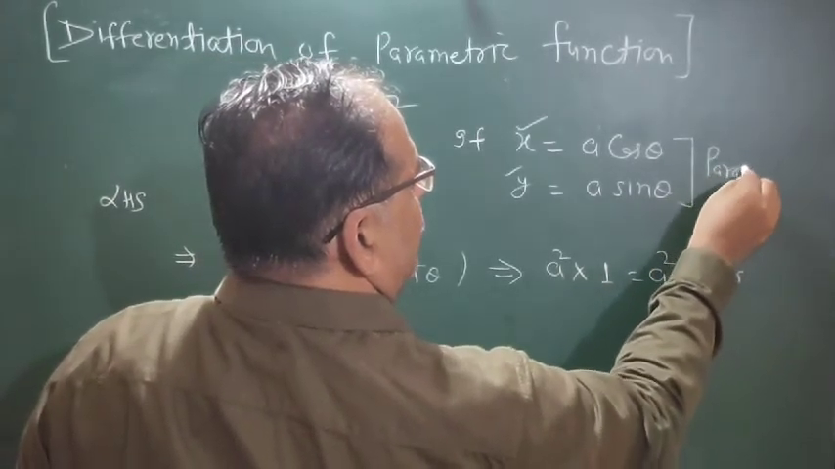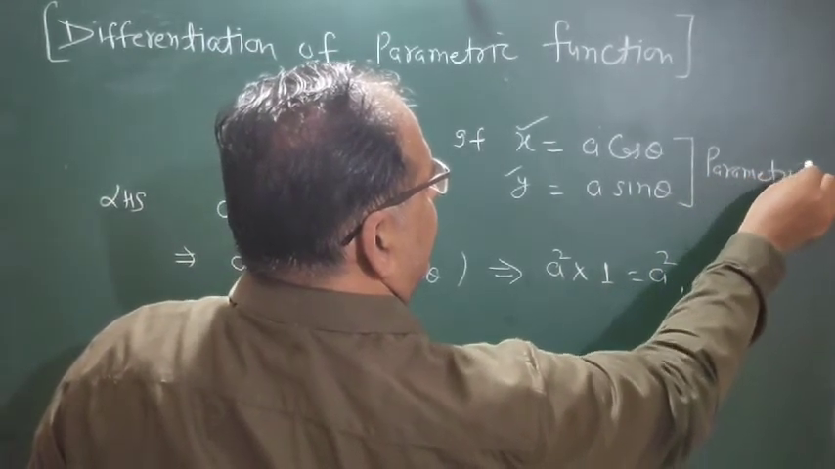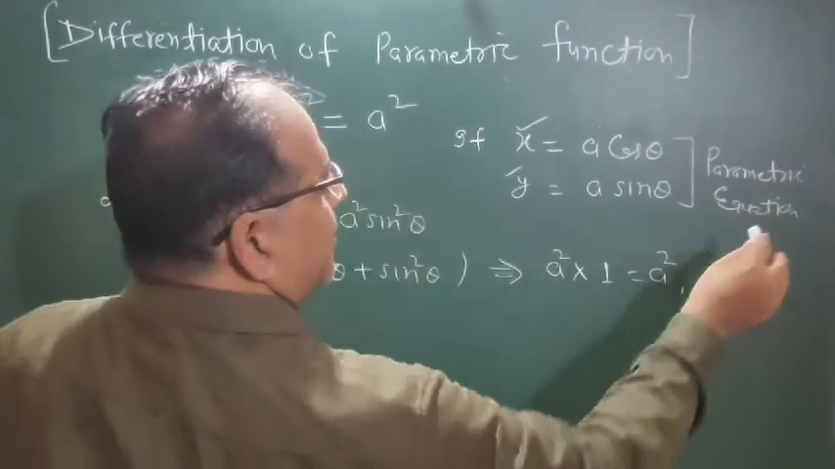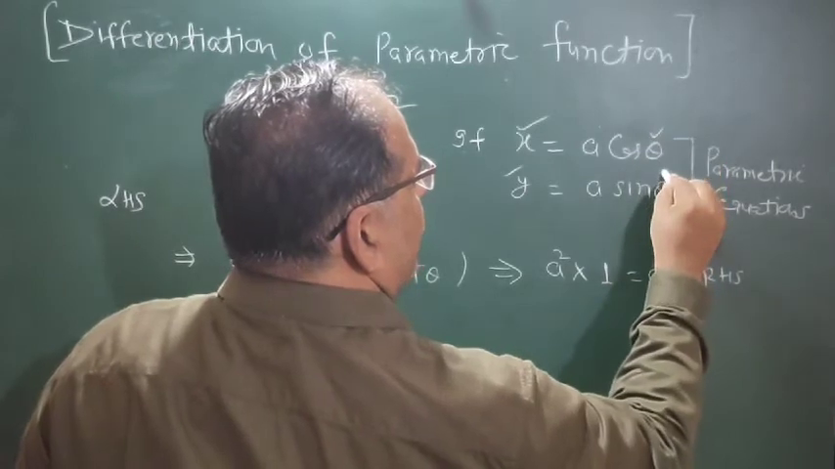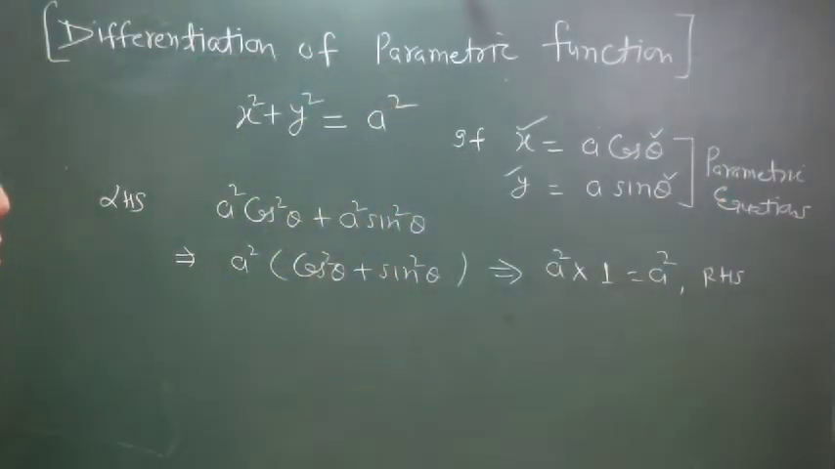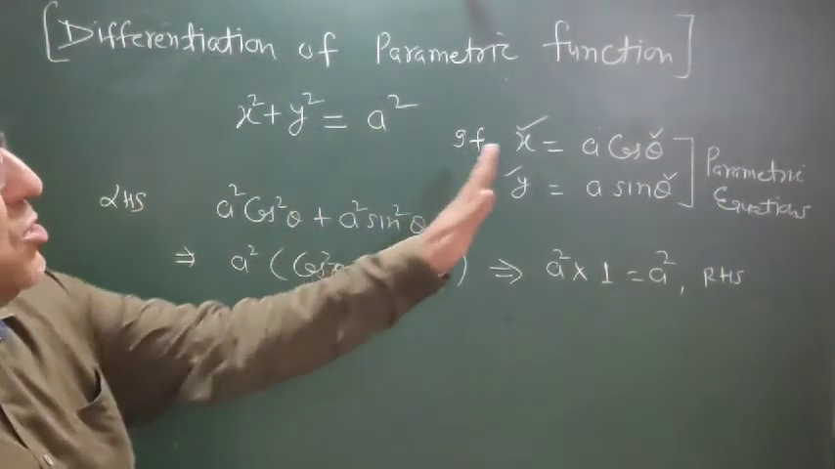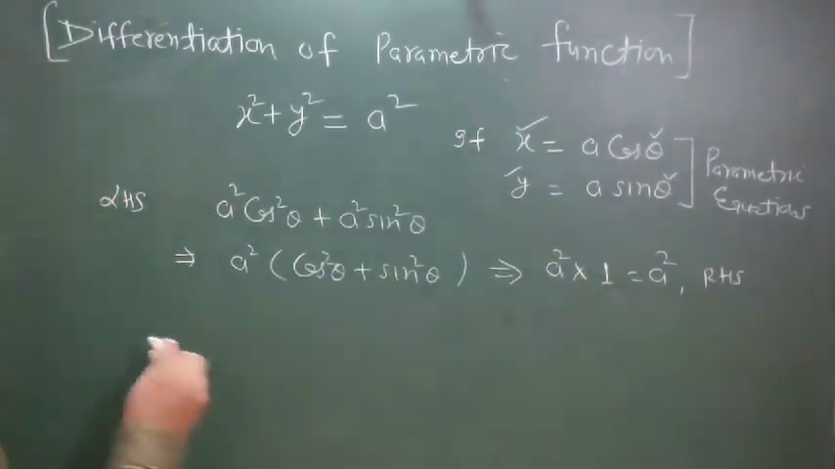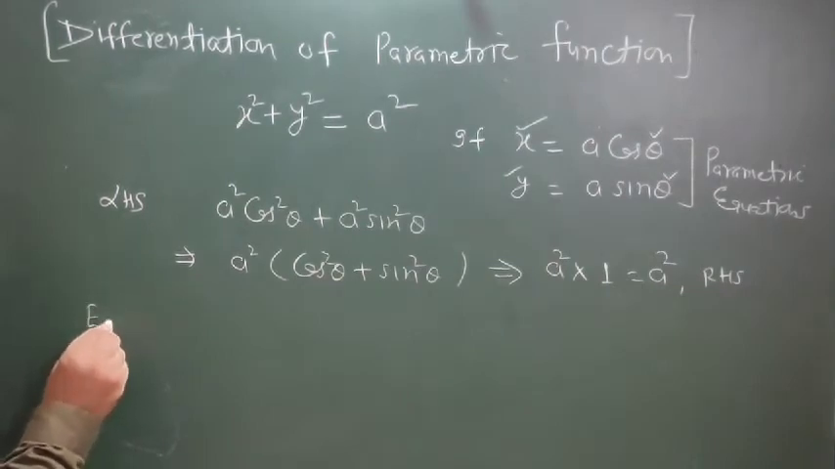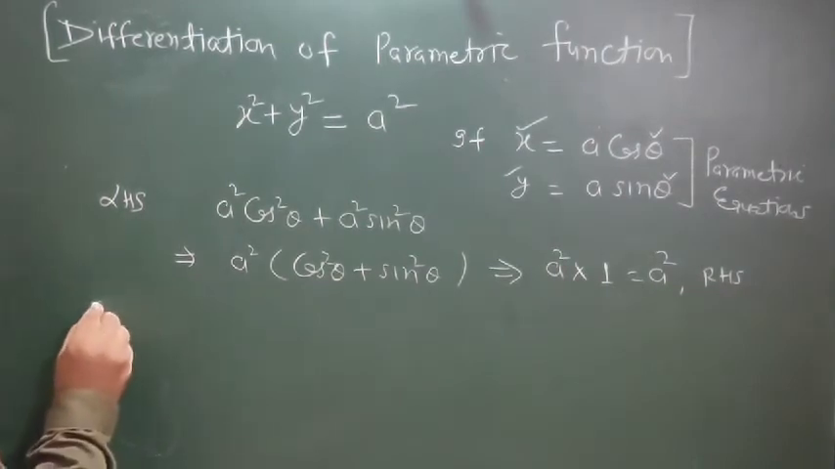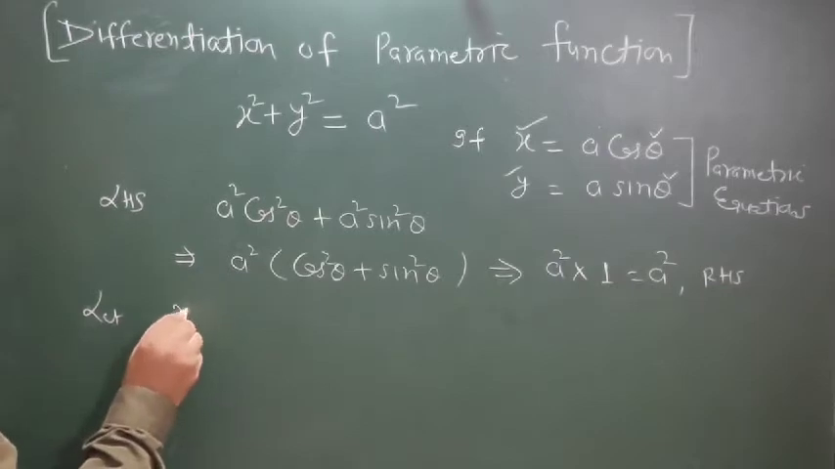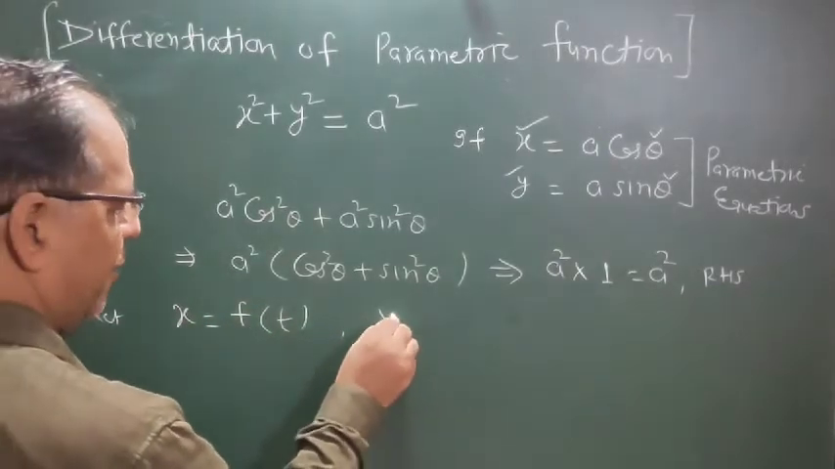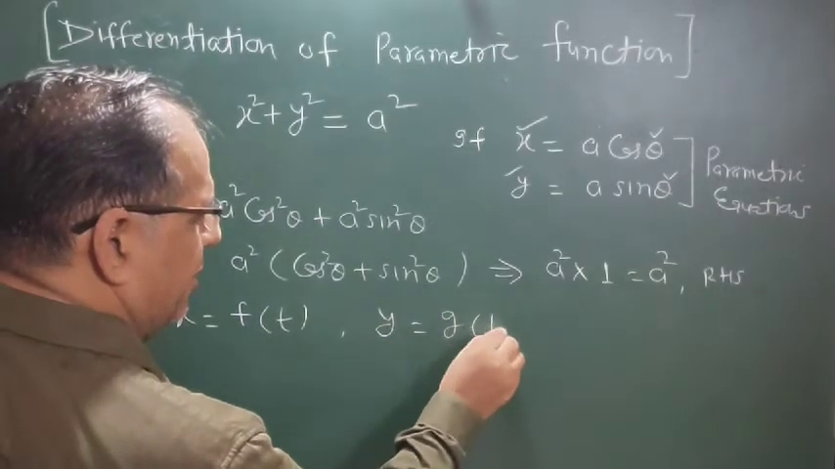These equations are called parametric equations, and theta is called the parameter. So today we will discuss the differentiation of these types of equations. For example, suppose that x is given as f of t and y is given as g of t.